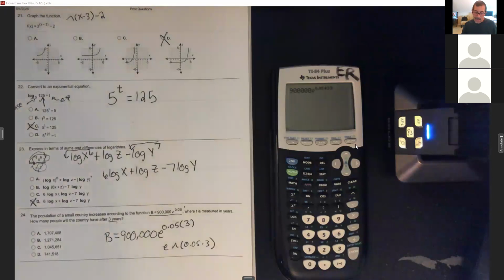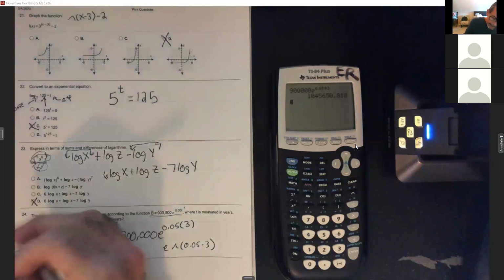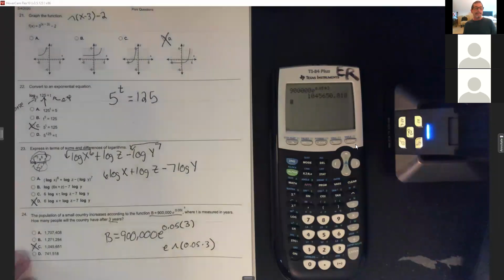All right, so we're rounding to the nearest person, I guess, because we're looking at populations. When I hit enter, I get 1045, so that's 1,045,000. So let's see, the only one close is this one, at 650. But remember that 0.8 rounded that 0 up to a 1, so I would go with C on that one and be done.